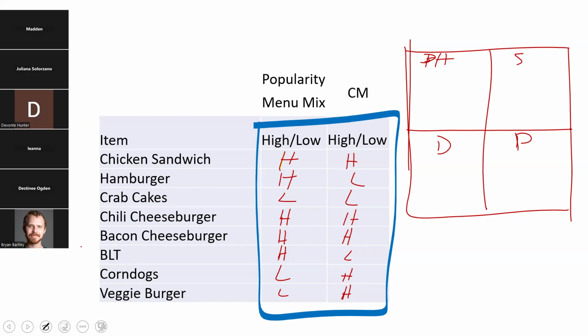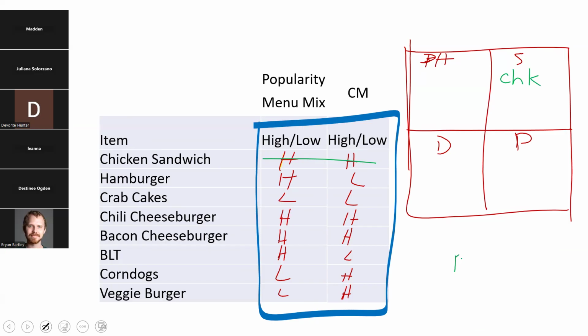So what I'm going to recommend as you're transferring this into the categories is that you just focus on one category at a time. Okay. So let's start with the high, high. That's our chicken sandwich. That's our star.